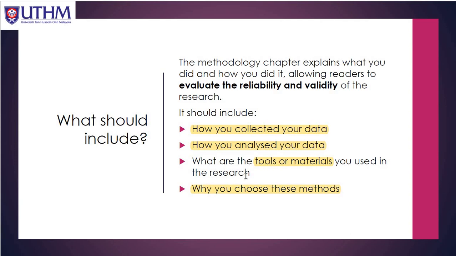So what should it include? The methodology chapter explains what you did and how you did it, allowing the reader to evaluate the reliability and validity of the research. This means that in your chapter 3 you must explain what you did. Everything in this chapter is your own project. It is not like the literature review, where you summarize the ideas from previous works. In chapter 3, everything is about your work, so you explain what you did and how you did it.